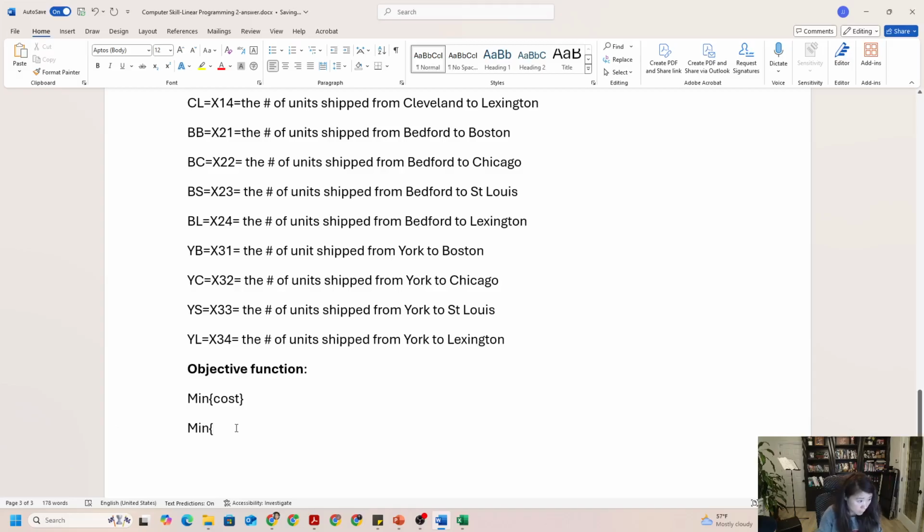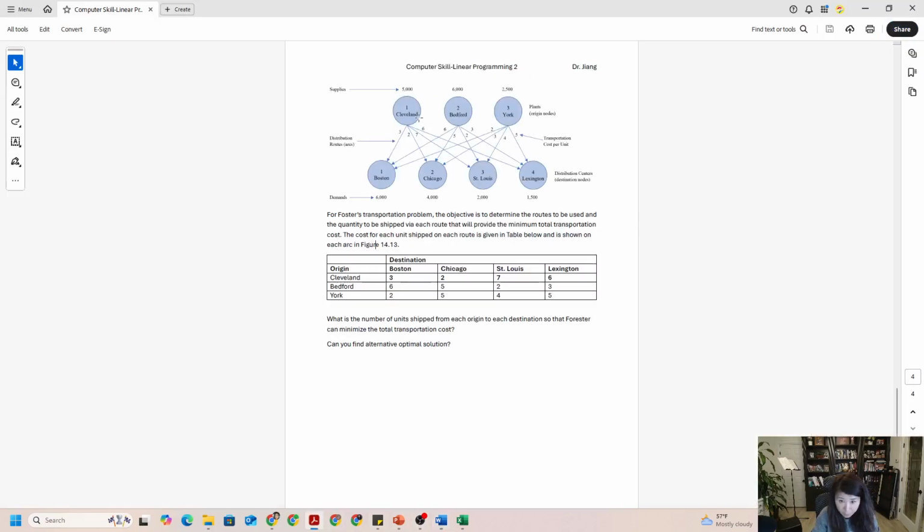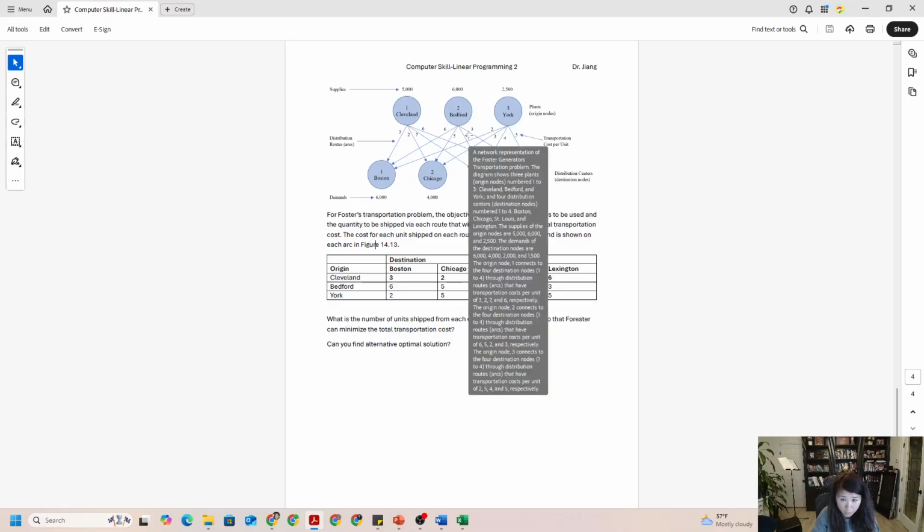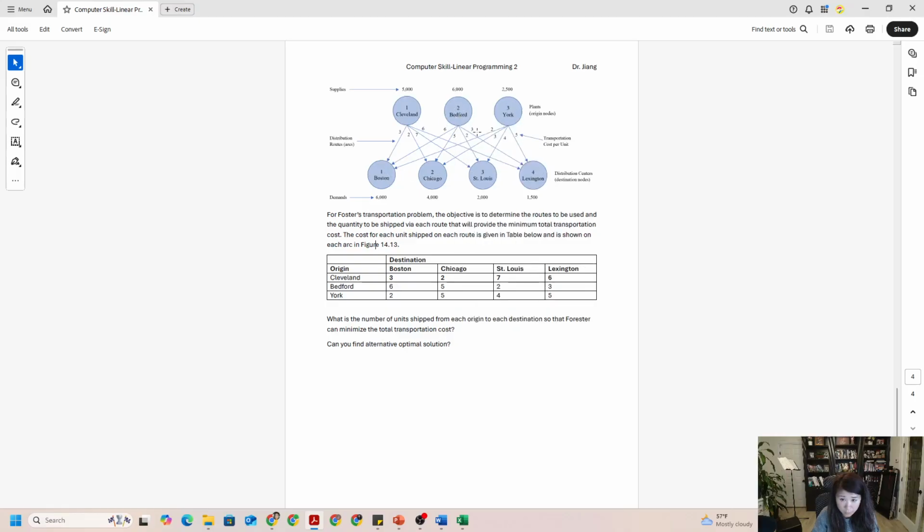Okay, 3 times X11 plus 2 times X12 plus 7 times X13 plus, again, I'm already typing it because 3276, right? 3276 is the first, from Cleveland to the 4 destinations. Bradford is 6523 to the 4 destinations. York is 2345. Okay, so those are the numbers we need to multiply by that specific choice variable.